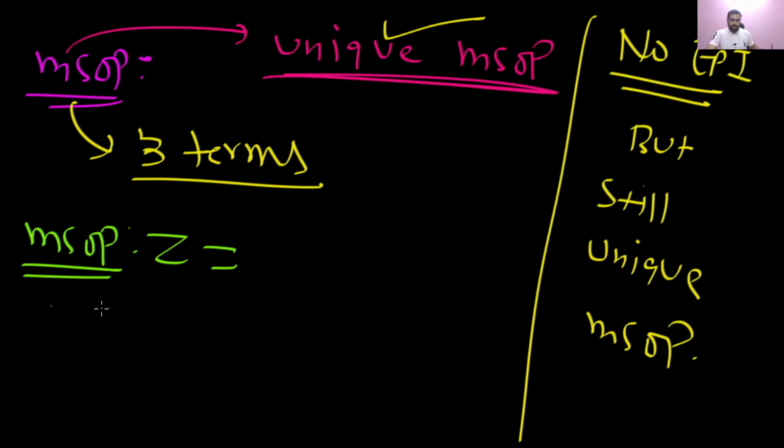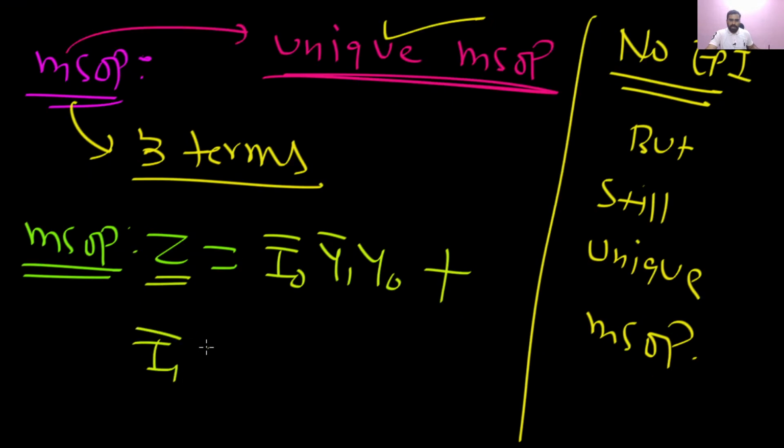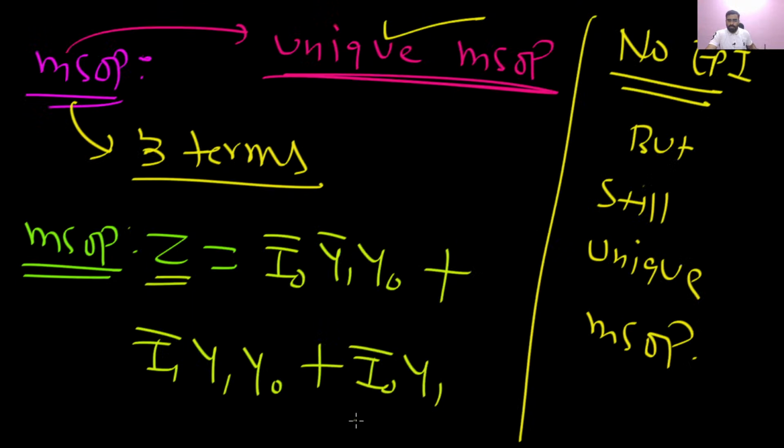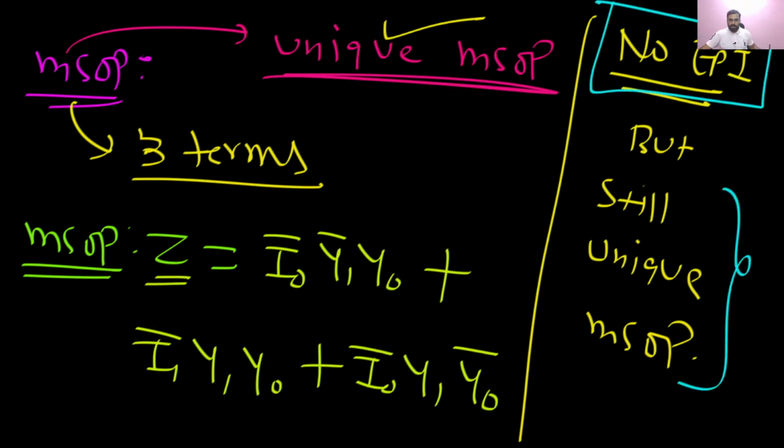Z, your function, is equal to I0 bar Y1 bar Y0, or I1 bar Y1 Y0, or I0 bar Y1 Y0 bar. So this is your answer. Can you notice, you will get a unique minimum SOP. Is this clear? In this question there is no EPI, but still a unique minimum SOP. So this is the idea.